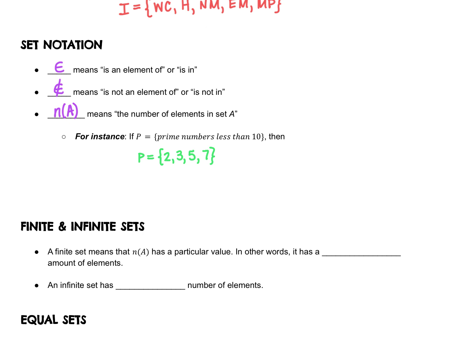There are other things that can come out of this set. I could say that 2 is an element of P because I see 2 here. I could say that negative 14 is not an element of P because negative 14 is nowhere inside of this set. And last but not least, I could say the number of elements in set P, using P instead of A, is equal to 4, because you have 4 numbers: 1, 2, 3, and 4.